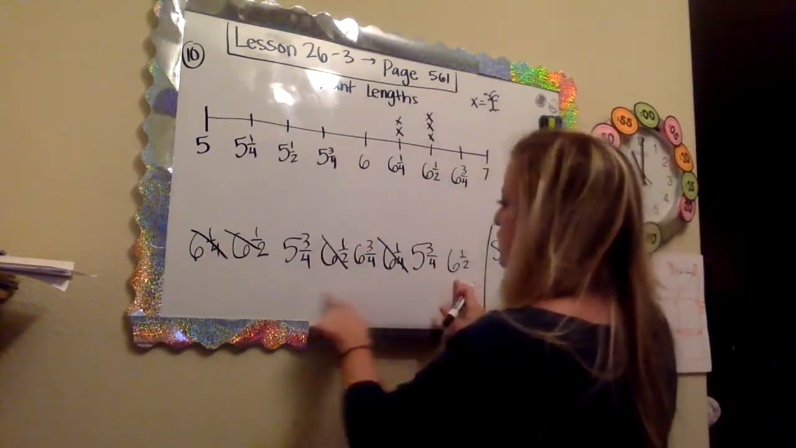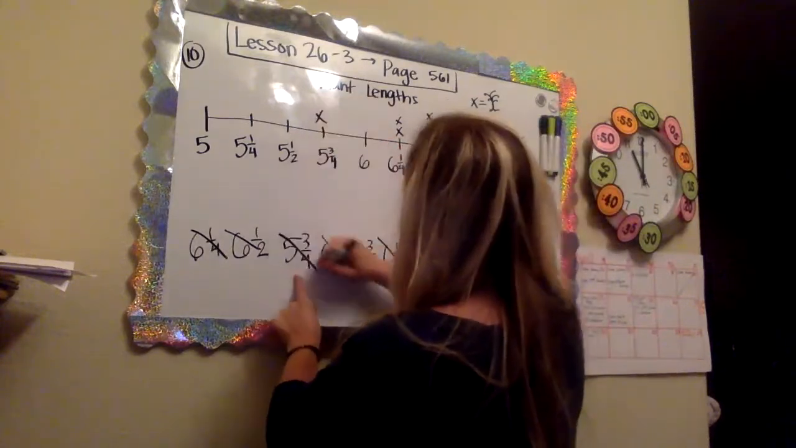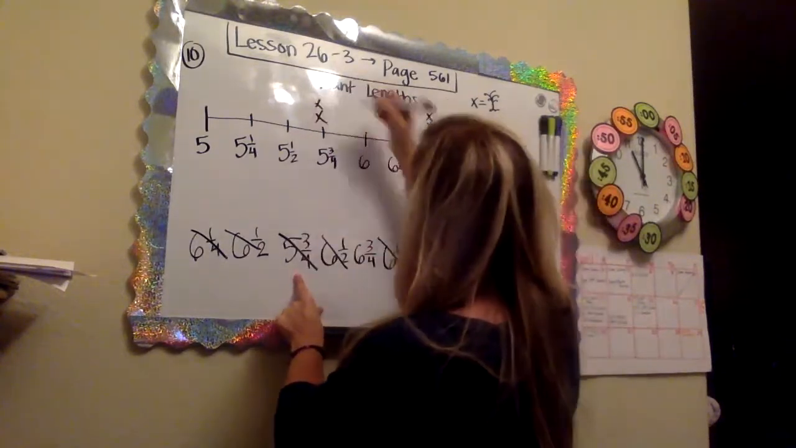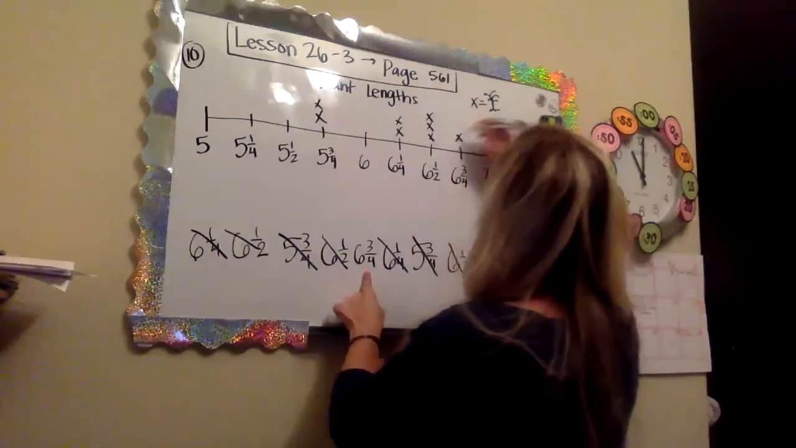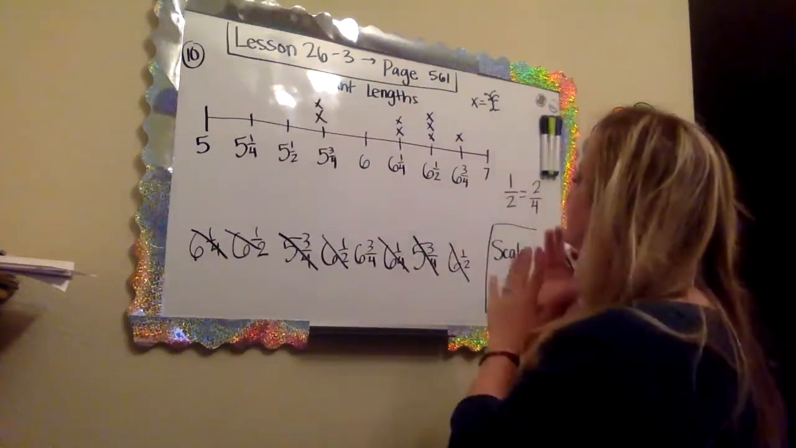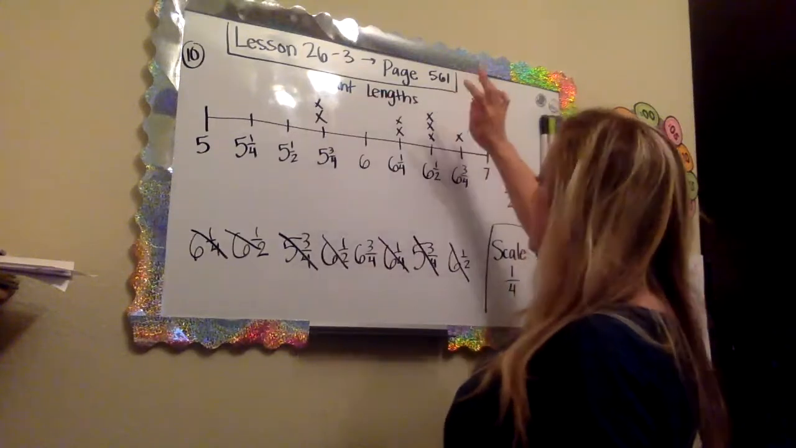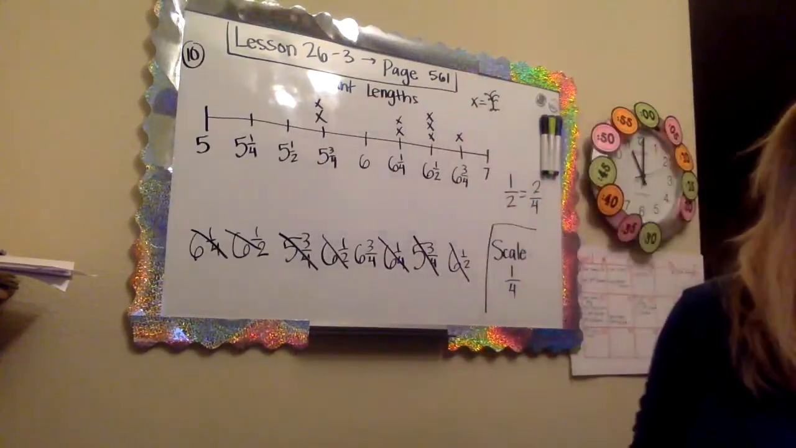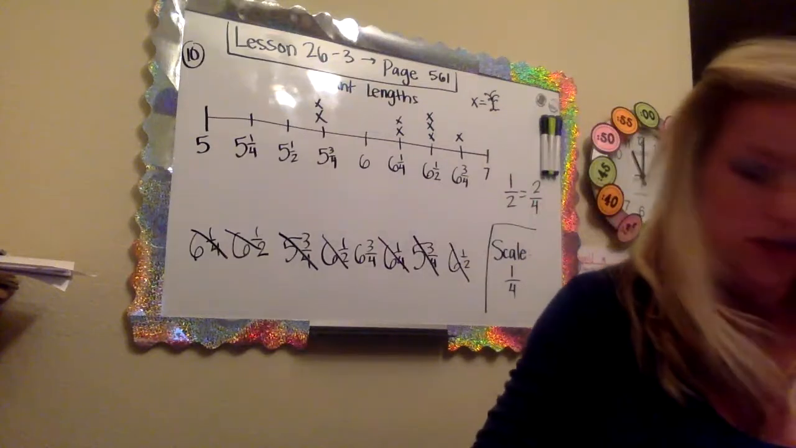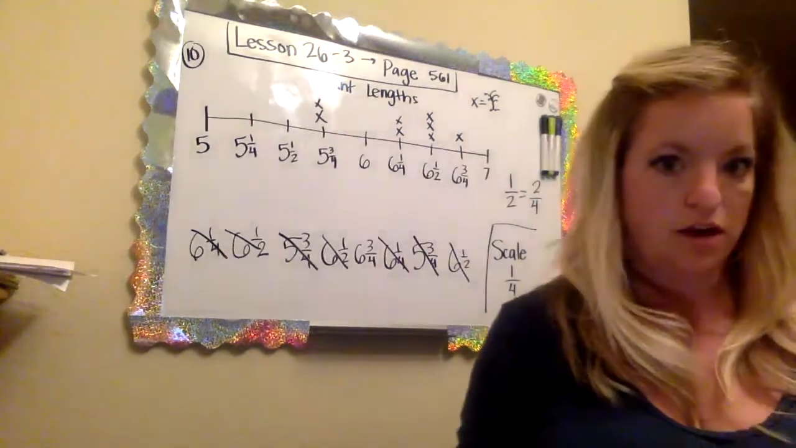Whew. All right, I'm going to go back to the beginning. 5 3/4. And 5 3/4. And oops, I didn't cross that one. And 6 3/4. So now I need to make sure that I have 8 X's. 2, 4. I'm going to count on 5, 6, 7, and 8. So there you have your line plot for problem number 10. Go ahead and copy it down.